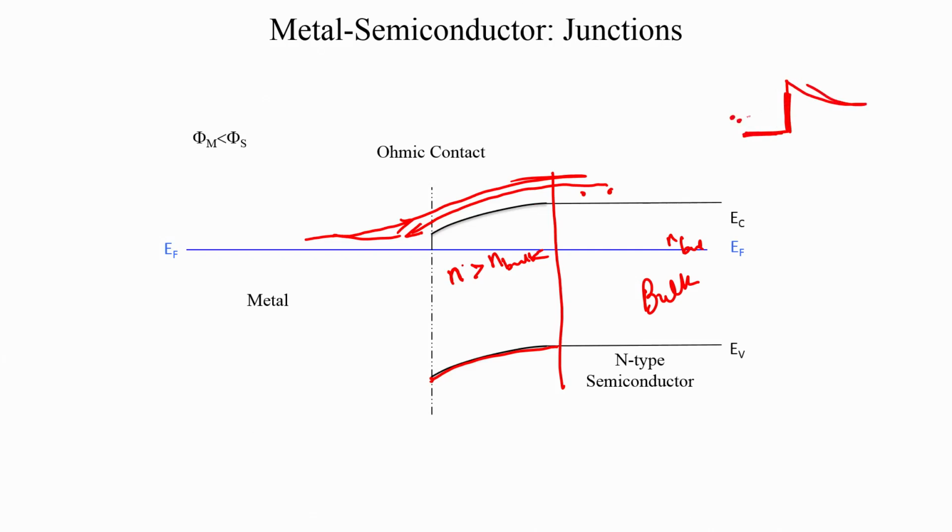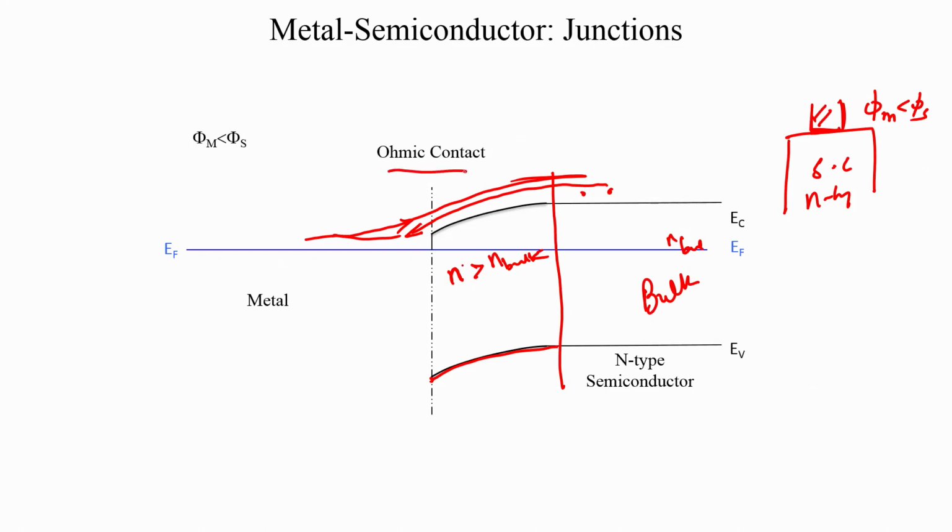The electrons in the metal saw this cliff, and the electrons in the semiconductor had to roll up the hill. But here it's a very different scenario, and this is the kind of contact that we would ideally like. If you make a contact between a metal and an n-type semiconductor, with a metal whose work function is less than that of the semiconductor, then you should ideally end up with something called an ohmic contact, because here the electrons can easily move from the metal to the semiconductor and vice versa.